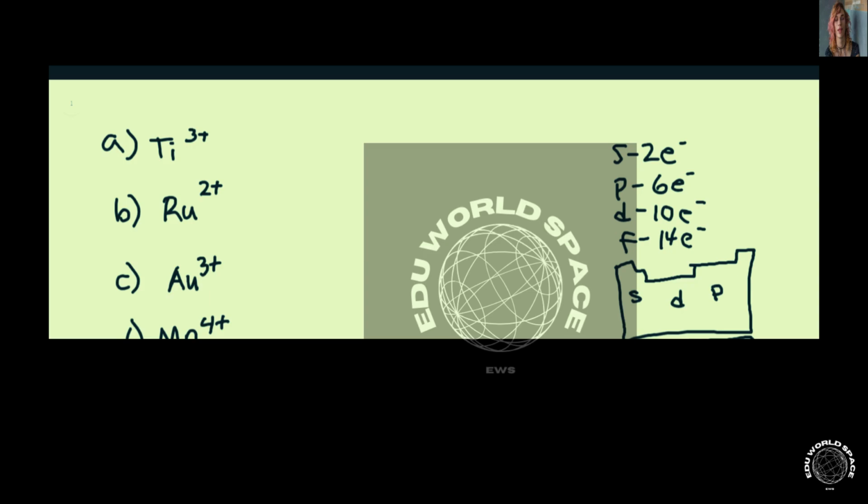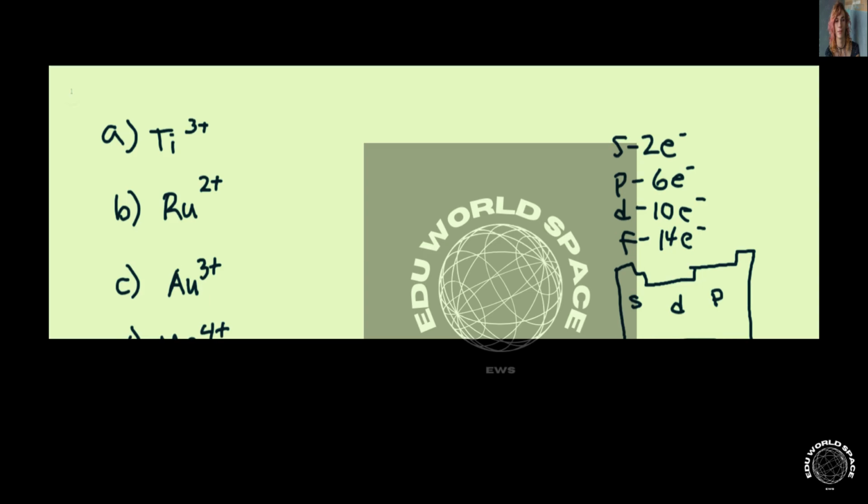This question is asking us to write out the ground state electron configurations of 4 different metal ions. So we're going to start with titanium 3+, where our electron configuration is determined by the orbitals that exist in that molecule, where we have our s, p, d, and f orbitals in the periodic table, and these orbitals hold 2, 6, 10, and 14 electrons respectively.